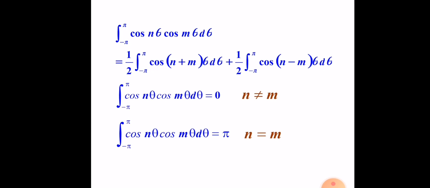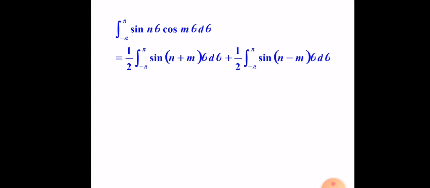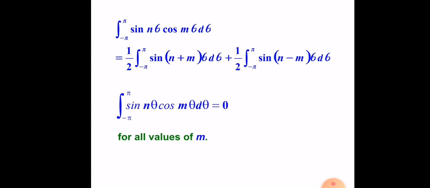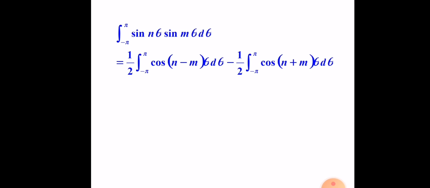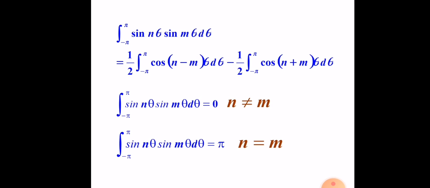Similarly, the integral over theta running from minus pi to plus pi of cos n theta cos m theta d theta is equal to pi for n equal to m. And the integral over theta running from minus pi to pi of sin n theta cos m theta d theta is equal to 0 for all values of m. Another expression: the integral from minus pi to pi of sin n theta sin m theta d theta is equal to 0 for n not equal to m, and it is equal to pi for n equal to m. So all these equations are useful for us in determining the coefficients given in the Fourier expansion.